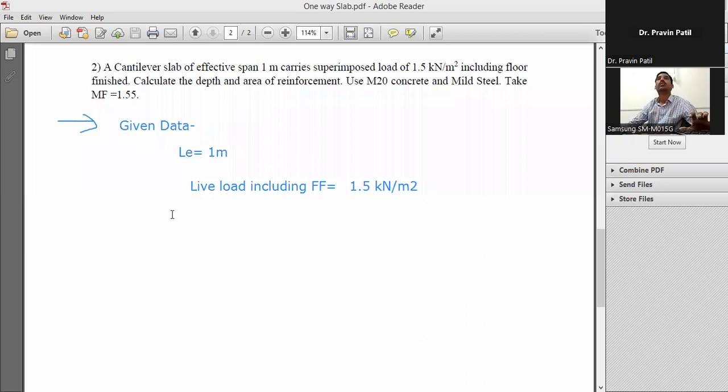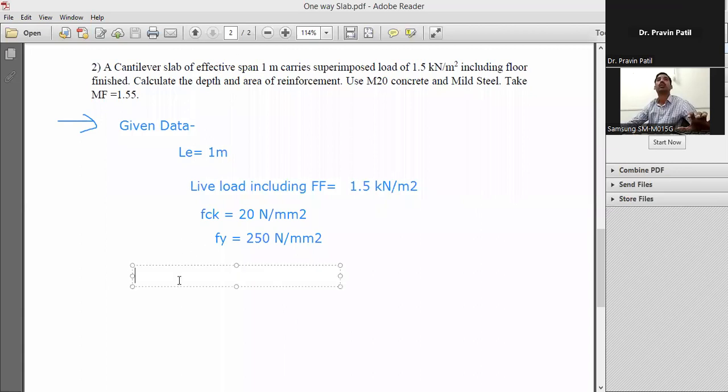Then use M20 and mild steel. Use M20, that is FCK is equal to 20 Newton per mm square. And FY, it is given mild steel, that means FY is equal to 250 Newton per mm square. Mild steel means its yield strength is 250 Newton per mm square. This data is given.